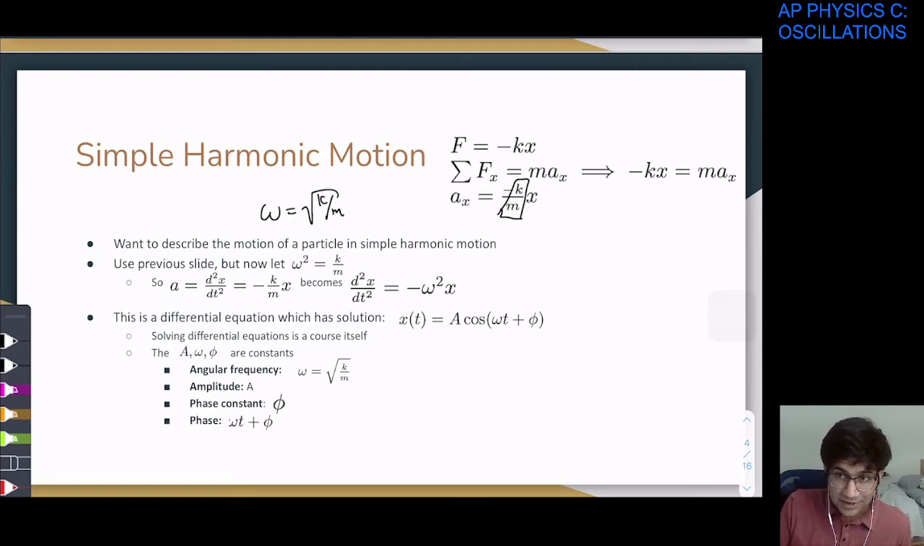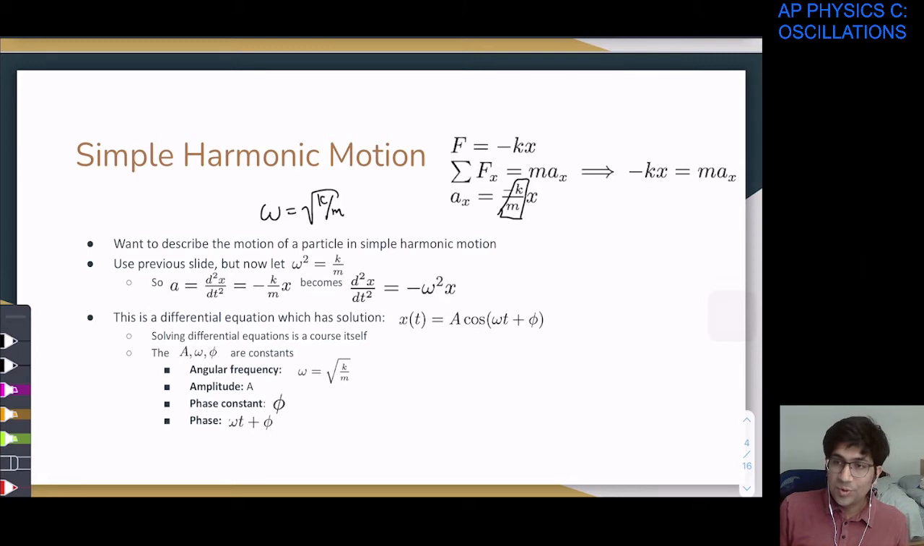So we do that, and then we say, okay, so now acceleration, which by the way is the second derivative of position, d squared x dt squared, is equal to minus k over m times x. And now we're going to substitute this in, and we get the second derivative is equal to minus omega squared x. And this is kind of like the classic equation. The second derivative of position is equal to this constant times position.